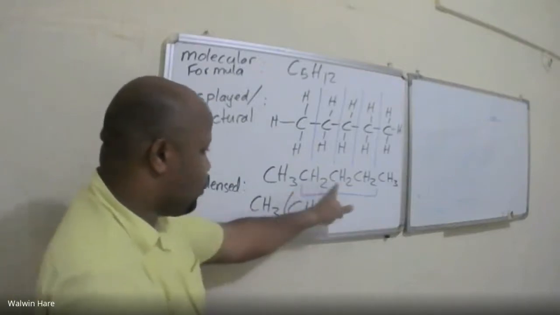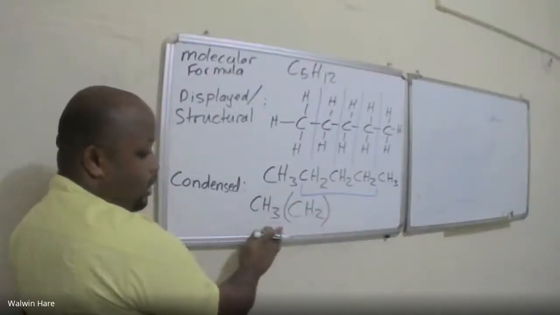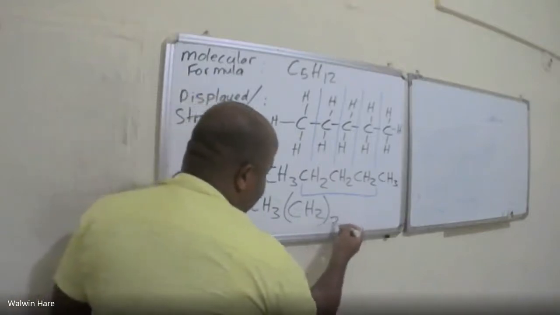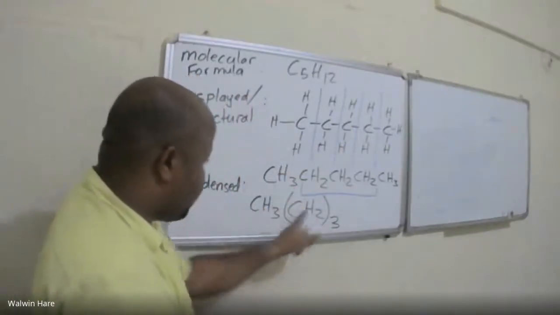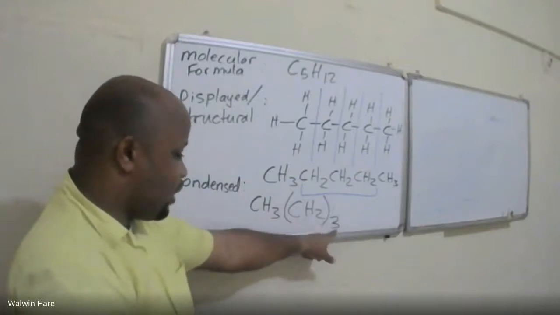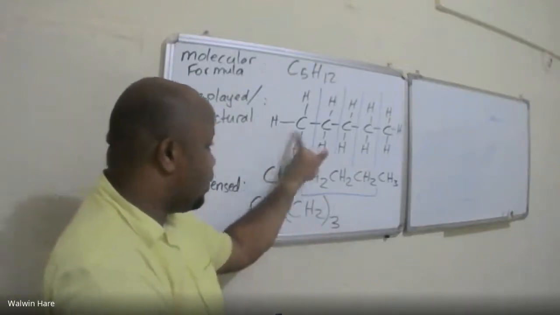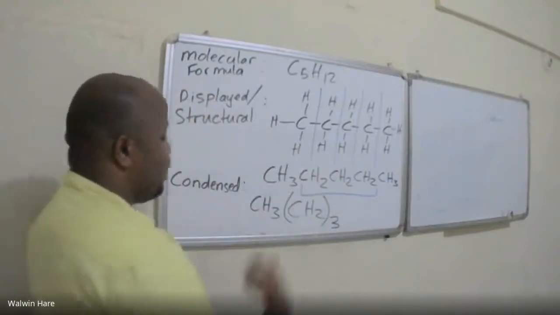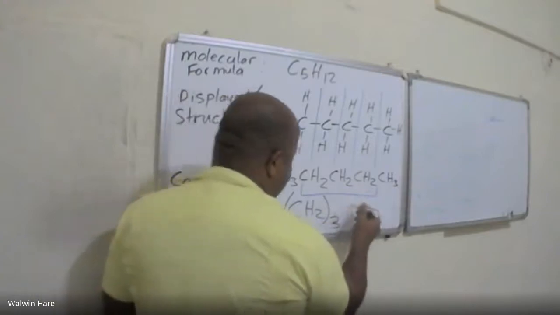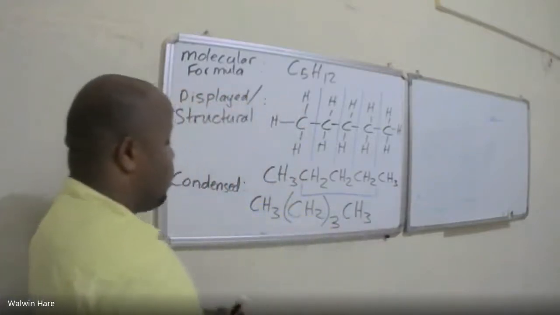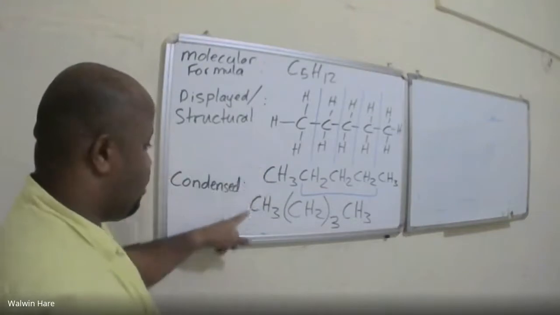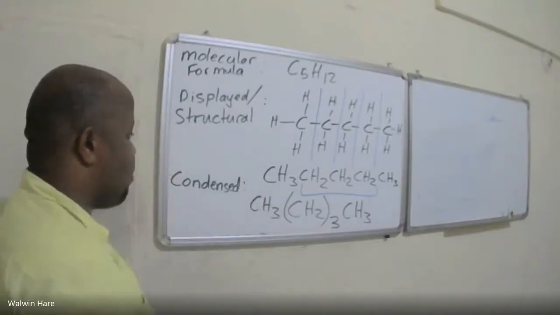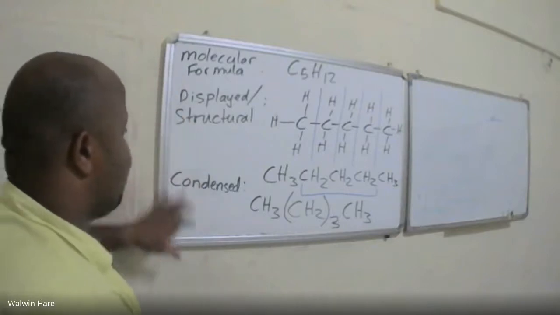Now, how many CH2 groups do we have here? 3. So you write the CH2, put it inside a bracket, and then you write how many we have. We have 1, 2, 3 CH2 groups. So the number outside the bracket tells how many of this group are present in the compound. And then to end it off, we put back CH3. Both of these condensed formulas are correct, so whichever you prefer. You can do either of them. So that is how you do the formula.